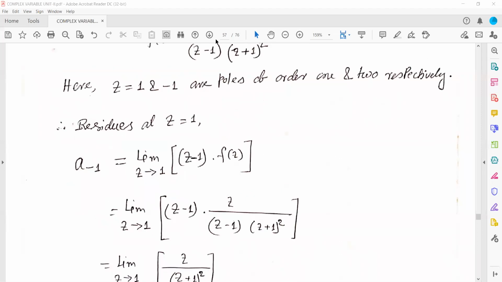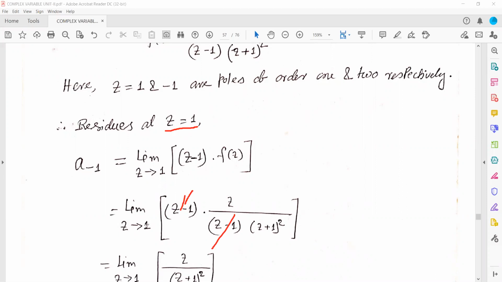This is the definition for a simple pole. a₋₁ equals, at what point are you finding the residue? At z = 1. So limit z tends to 1 of (z - 1) into f(z). Already given, f(z) is z upon (z - 1)(z + 1) whole square. So this z - 1 and this z - 1 will cancel out, leaving limit z tends to 1 of z by (z + 1)².